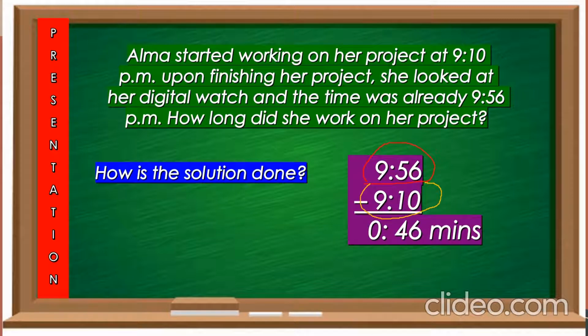We have 6 minus 0 equals 6. 5 minus 1 equals 4. 9 minus 9 equals 0. So our answer is 46 minutes. So what is the answer to the problem?